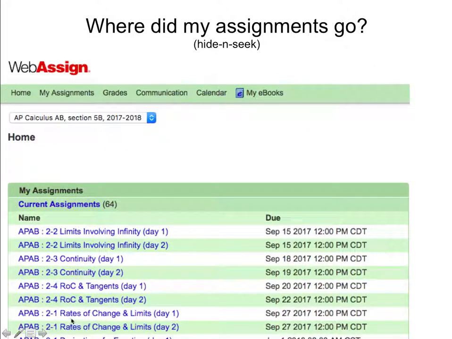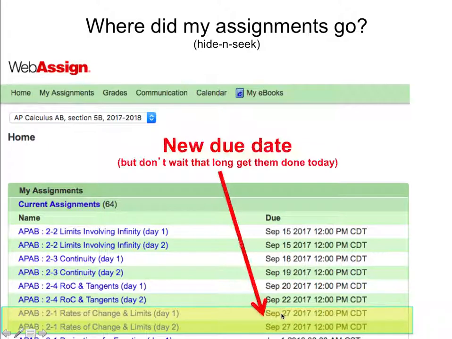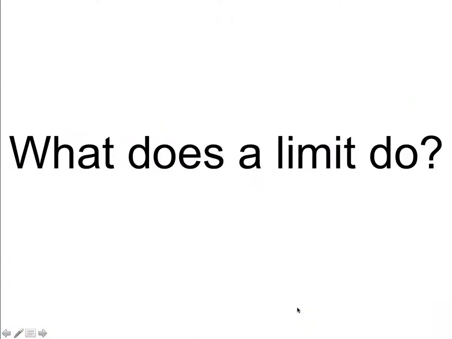So if we look here, they're down here now because, again, WebAssign sorts assignments by due date, and that's the day of the exam for Unit 2. Okay, if you do need to finish them, please don't wait too long. I would finish them up in the next day or two because we don't want to be doing anything but testing on that day.